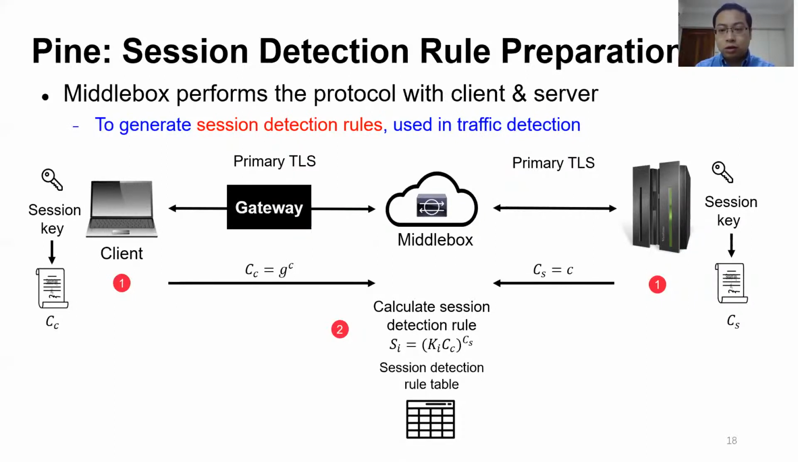A set of session detection rules will be generated in this phase. These session detection rules are computed tailored for every session from the reusable randomness rules generated from the previous pre-processing protocols. The generated session rules are used as inputs to generate the corresponding encrypted rules during the traffic detection rules.